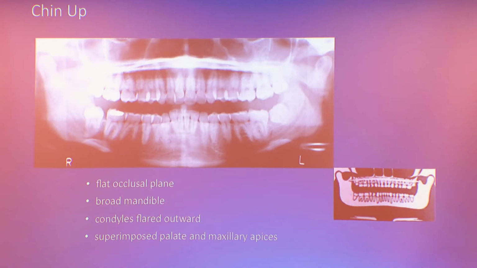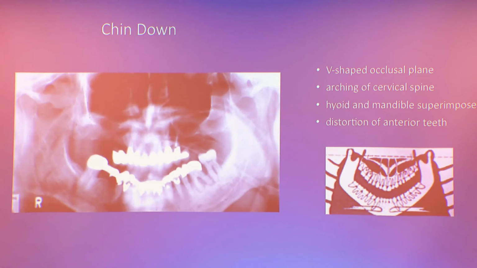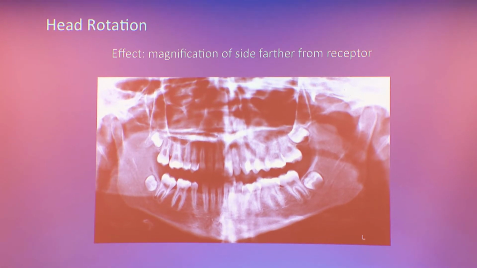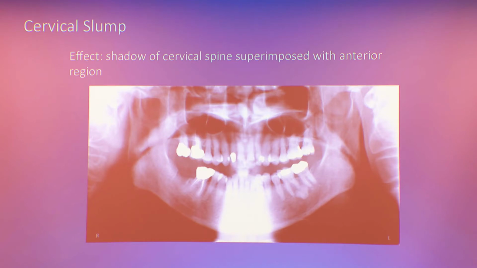Positioning errors, to review what Katie went over. Flat occlusal plane means the chin was positioned too high. Chin was up. Chin down, too much of a smile line. Head rotation, you can see magnification on the left side. The anterior-posterior dimension of the ramus is wider. Also, the mesiodistal dimension of the molars is wider on the left than on the right. The shadow of the cervical spine we see here.